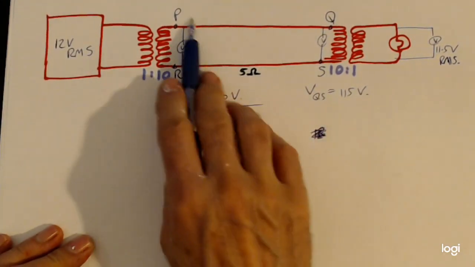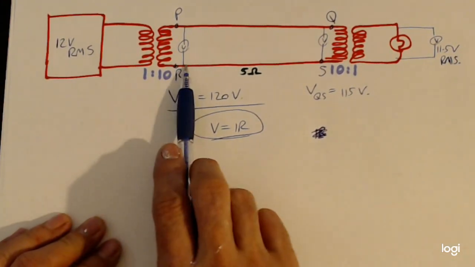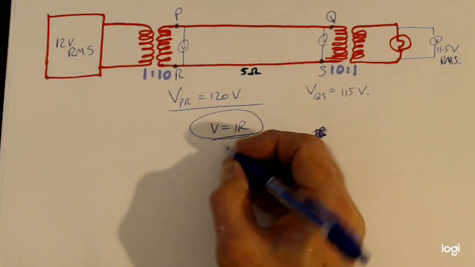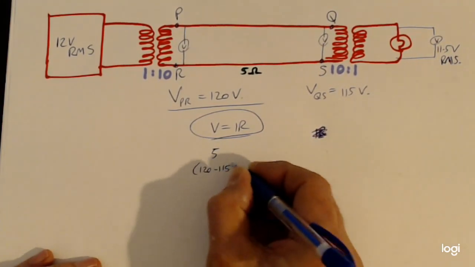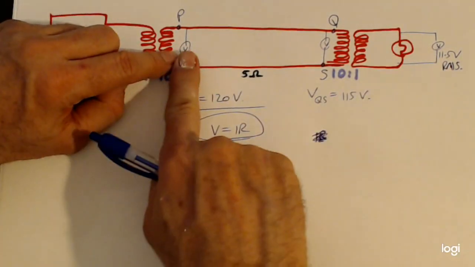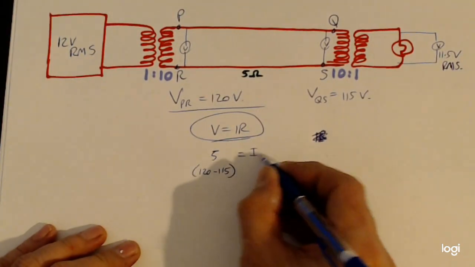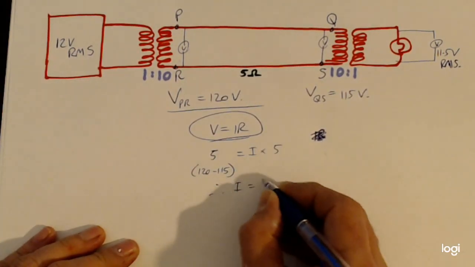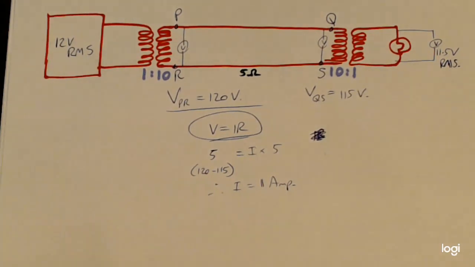for this section here. Right. So the voltage drop from there to there, how many volts has been used from there to there, is 5. That's 120 minus 115. Potential difference is 120 here, it's 115 there, so somehow 5 volts has been used there. All right. I times the resistance, 5. So therefore the current is 1 amp. All right, we're halfway there.